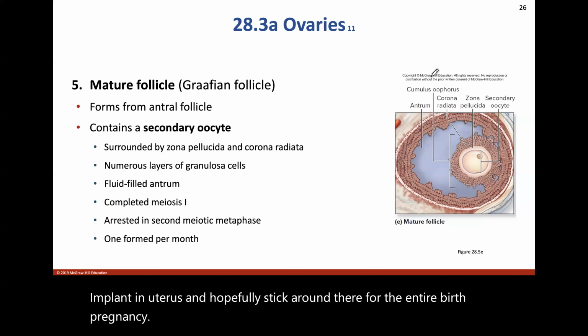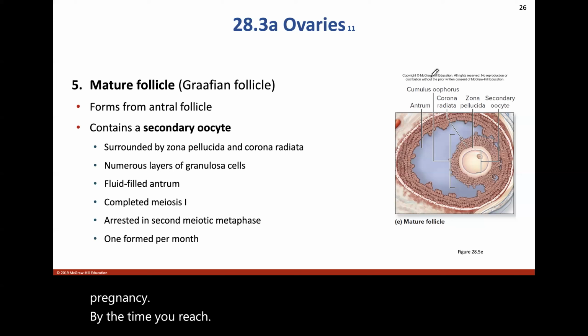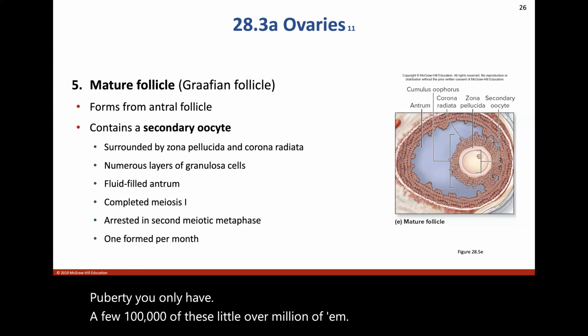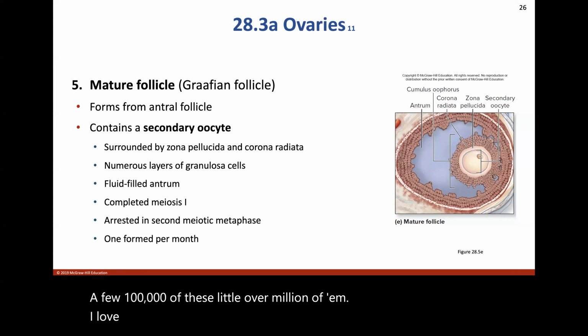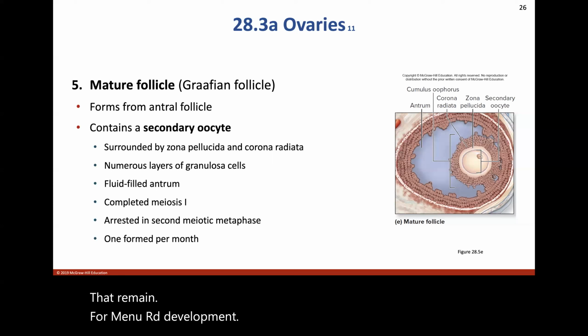By the time you reach puberty, you only have a few 100,000 of these, from a little over 1 million of them. And of those few 100,000, a couple 100,000, something like that remain from in utero development, only a handful of those are ovulated, and usually it's only 1 per month.